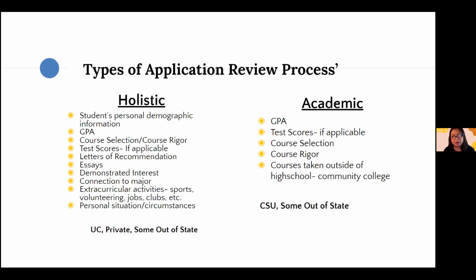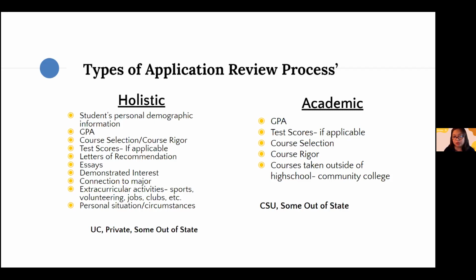So what kind of courses are you taking? If you're applying to a CSU, are you on track for A through G? Again, with those AP, honors, and IB courses, are you challenging yourself? And are you taking courses that are in relation to what you perhaps want to major in? Also, courses taken outside of high school.